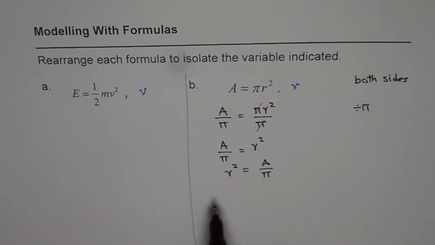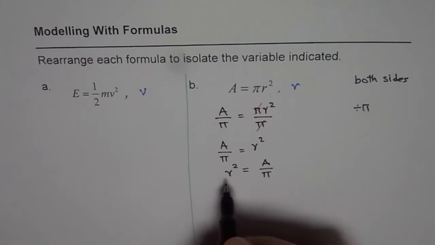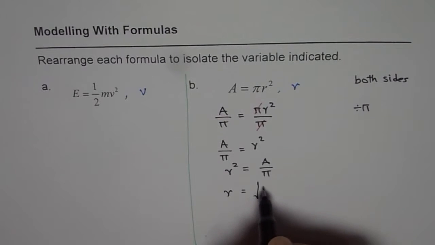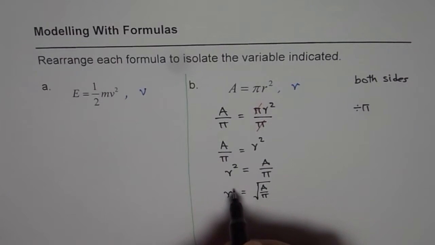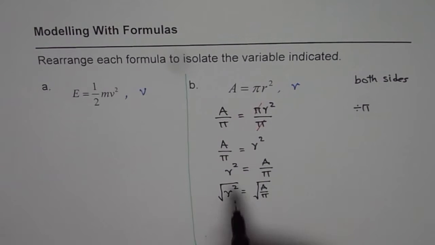Now how do we get r from this equation? Well, the reverse operation for square is square root. So we will square root both sides, and when we square root we get r equals the square root of A divided by pi, right? Let me add a step here. Basically we had r squared and what we did was we square rooted both sides. Now the square root of r squared is r. Therefore we write this as r equals the square root of A divided by pi, right?